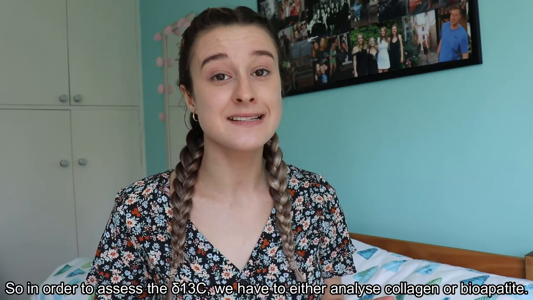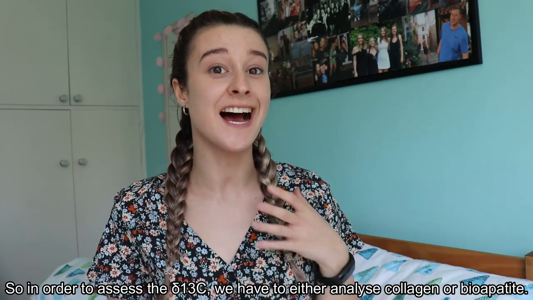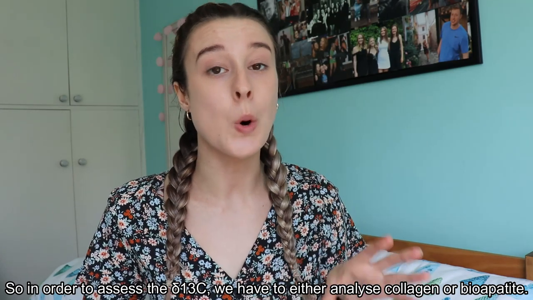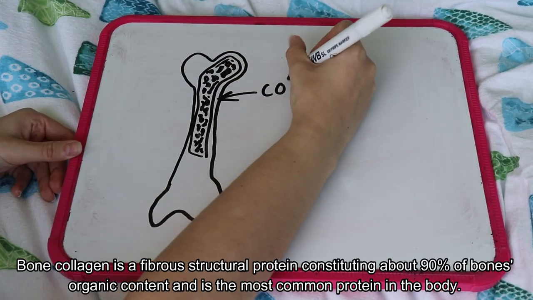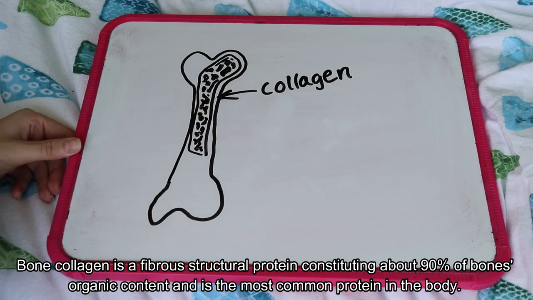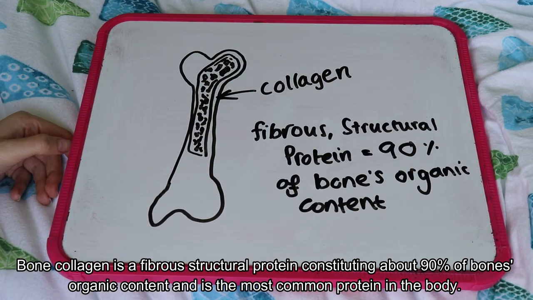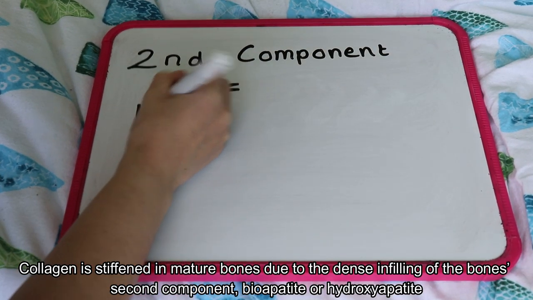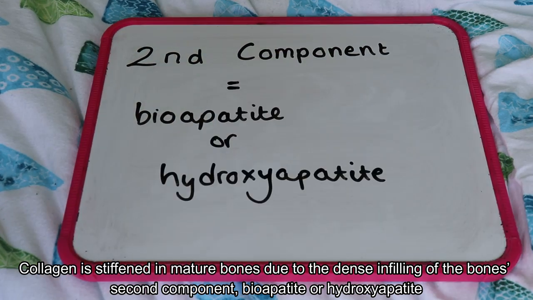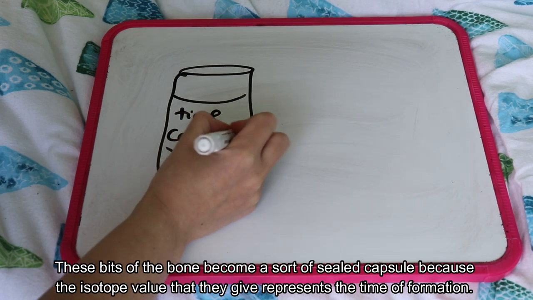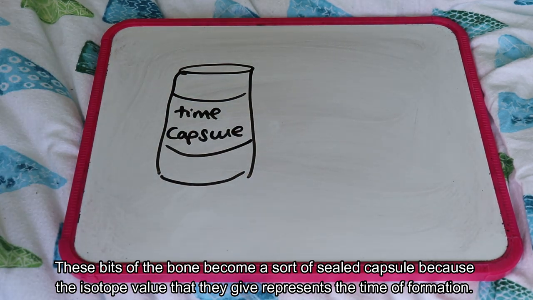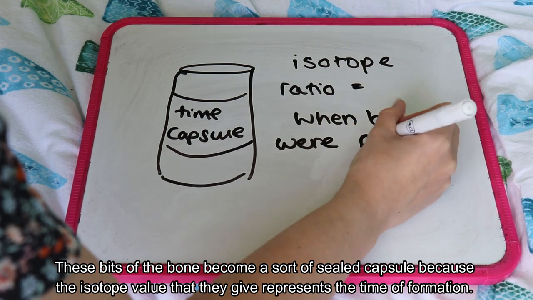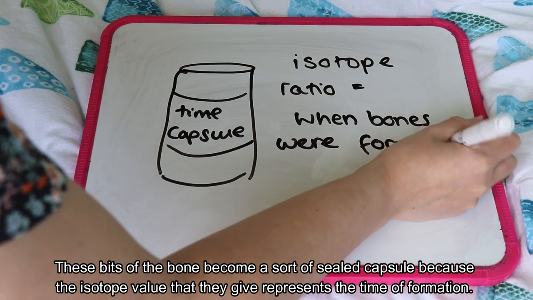So in order to assess the carbon 13 to 12 ratios, we have to either analyse collagen or bioapatite. Bone collagen is a fibrous structural protein constituting about 90% of the bone's organic content and is the most common protein in the body. Collagen is stiffened in mature bones due to the dense infilling of the bone's second component, bioapatite or hydroxyapatite. These bits of the bone become a sort of sealed capsule because the isotope value that they give represents the time of formation.